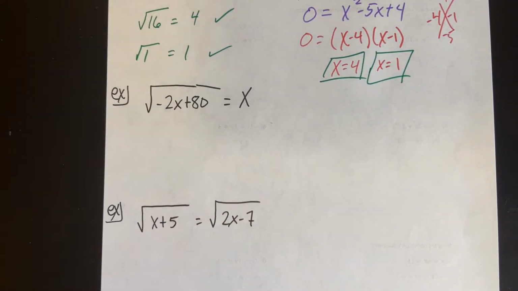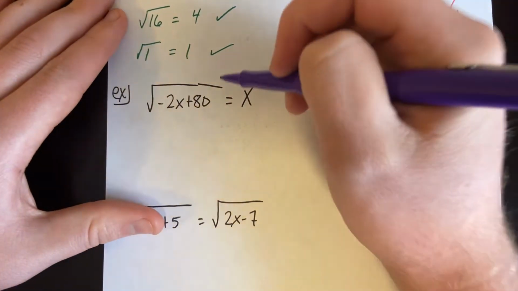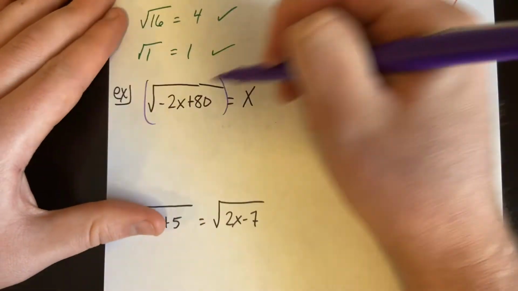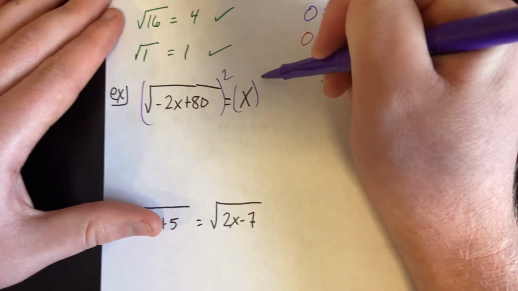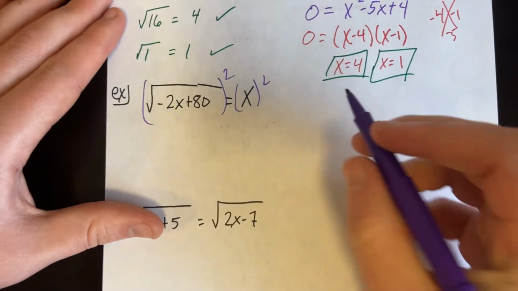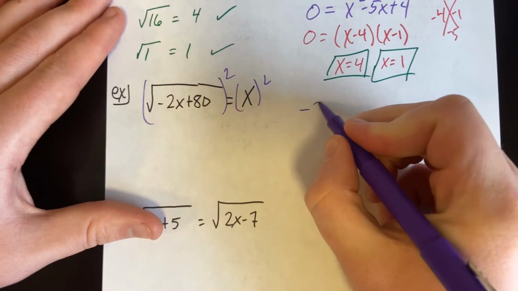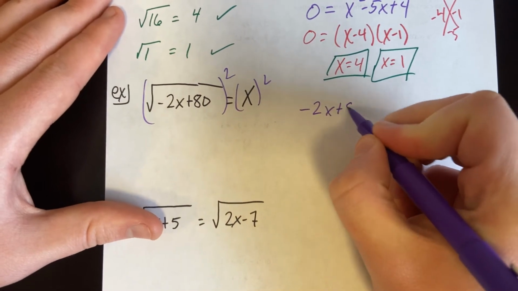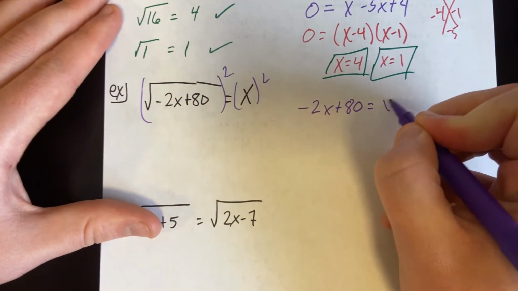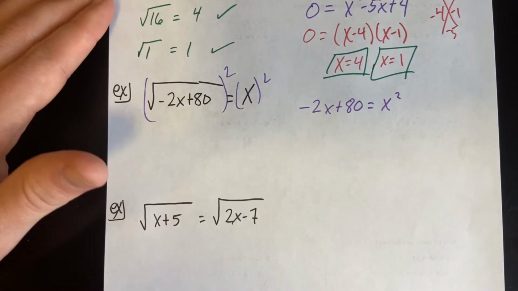All right, like I said, we've got two more examples here. Same exact setup: you've got a square root set equal to a variable. The only way we can get rid of this square root is by squaring, so I'm going to go ahead and square both sides. That's going to leave me with -2x plus 80 equal to x squared. So you've got the same drill going on here.